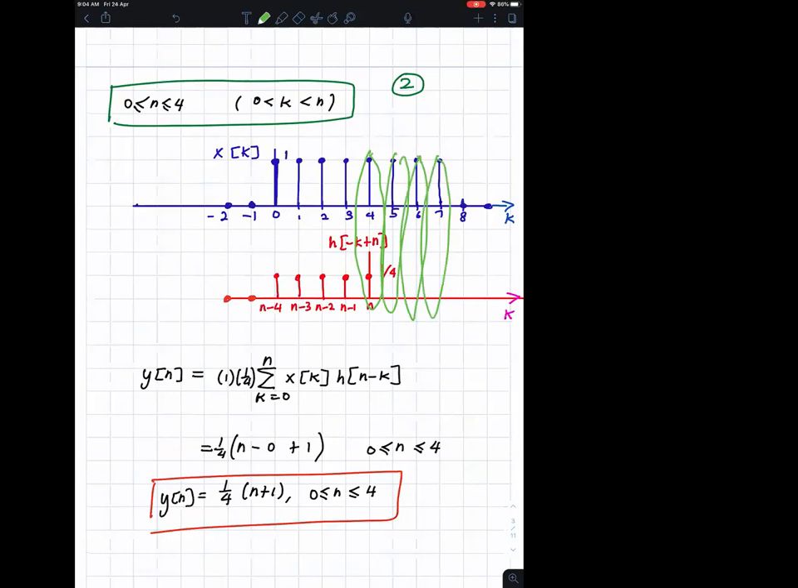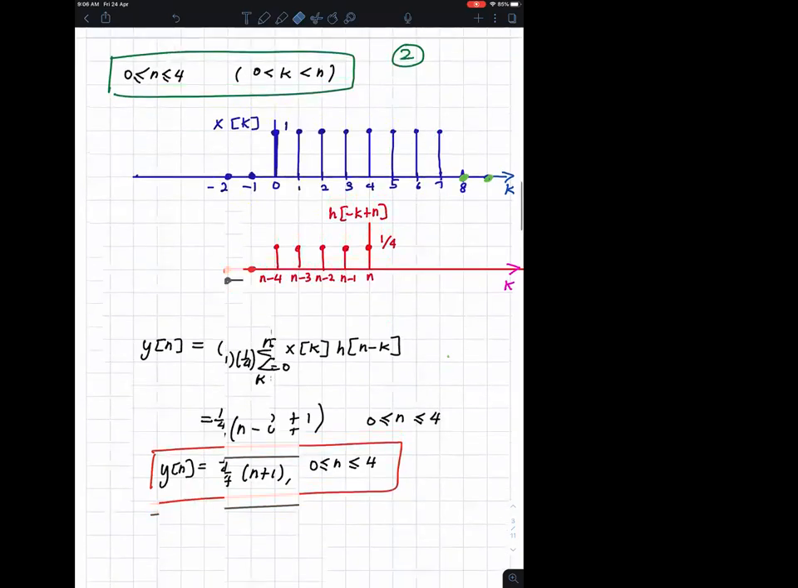The maximum n can go is 7. If n plus 1, n plus 2, n plus 3 go above 7, the output is going to be 0, because above that there are zero signals here. So this is something intuitive.